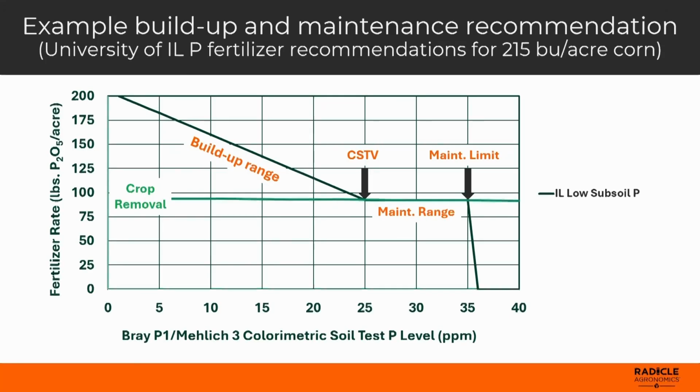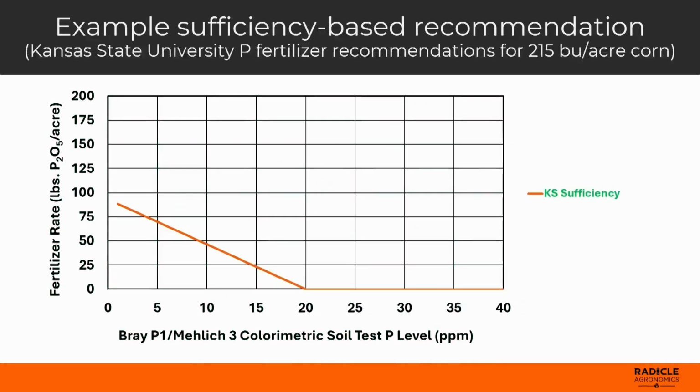What drives the slope of that line is 1, how many years are you going to take to get there? And 2, the buffer capacity of that soil. How much P do you need to add to get a 1 ppm change in soil test level? Okay? So that's the buildup and maintenance approach.